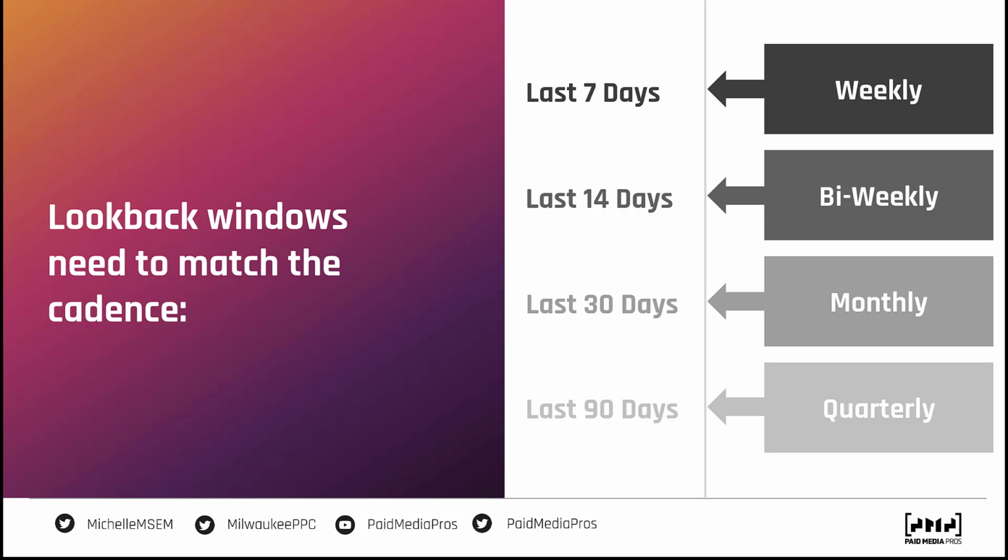If you're making bid adjustments every 2 weeks, look back at the last 14 days. Monthly is 30 days and quarterly is 90 days, so on and so forth. Ideally, you're making changes a lot more than quarterly, but depending on how much volume you have, maybe that's all you can sustain.